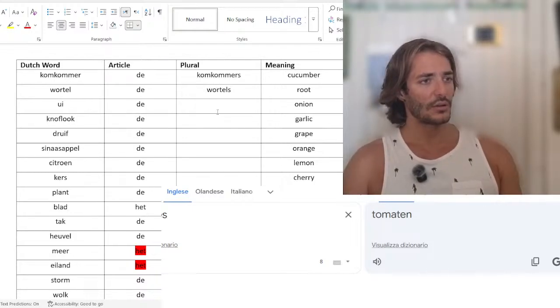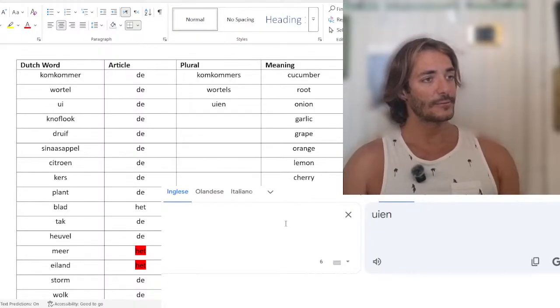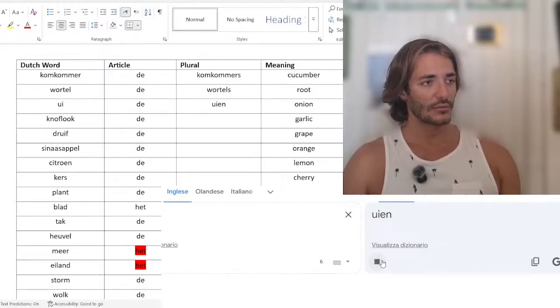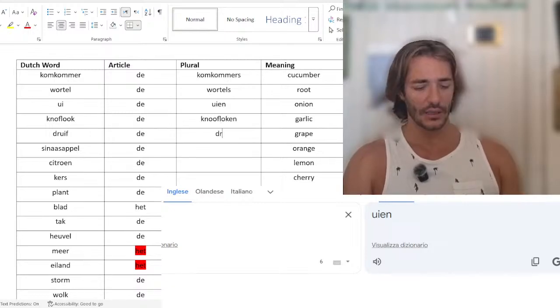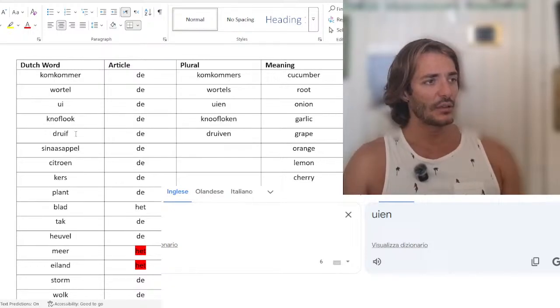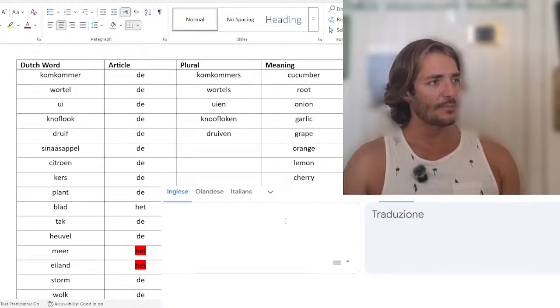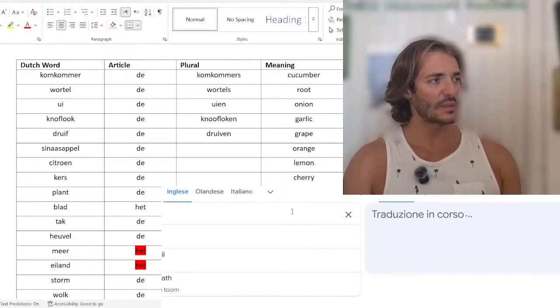Wortels. Een, I think. Onions. Yes. Uien. Uien. Okay. Knoflocken. Grape, druif. Okay, here this one becomes druiven. The F becomes V, most of the times. Grapes.